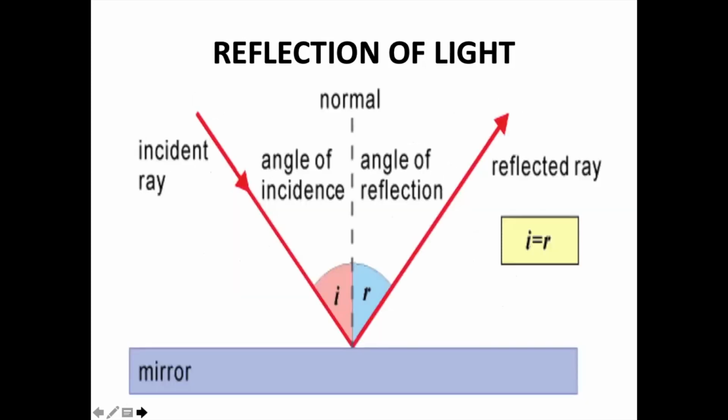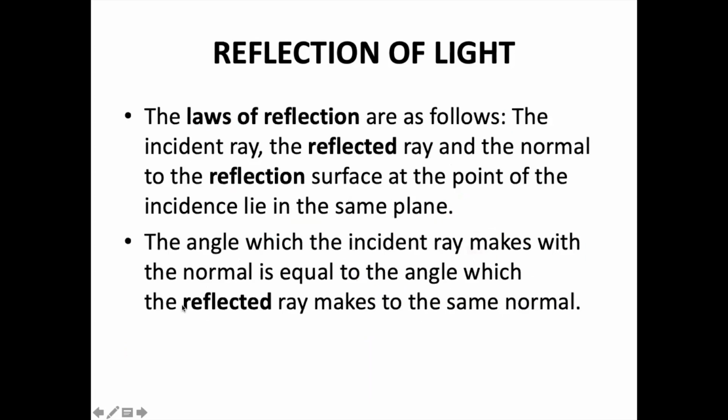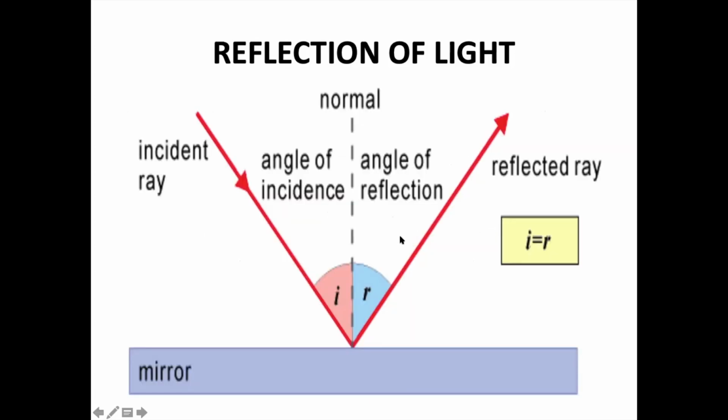So in reflection of light, the light that falls on an object is called the incident ray, and the light that goes back in the same medium is called the reflected ray. And the line at 90 degrees to the mirror is the normal. The angle between the normal and the incident ray is called the angle of incidence, and the angle between the normal and the reflected ray is called the angle of reflection.